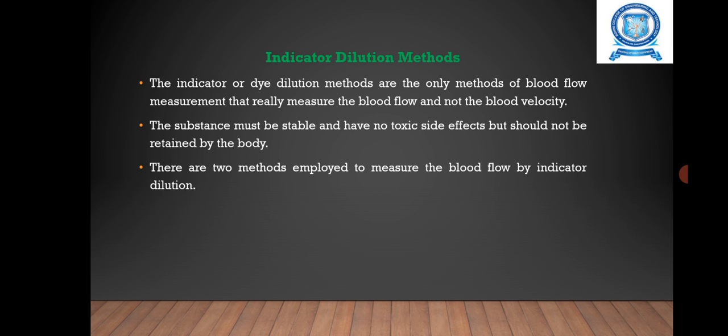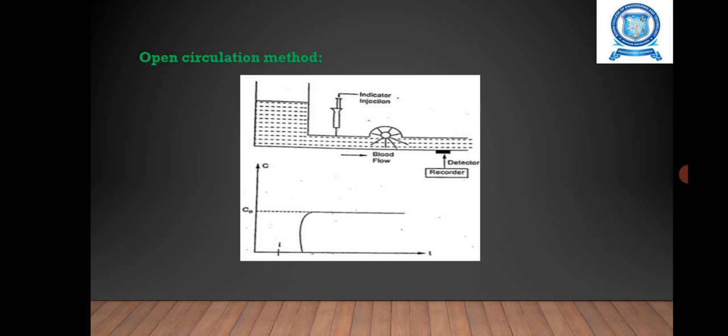Here the substance must be stable and have no toxic side effects, but not be retained by the body. Two methods are employed to measure the blood flow by the indicator dilution method. First method is the open circulation method. In this method, the measurement is made under the assumption that the blood will not be recirculated. The indicator is injected into the blood flow continuously at the beginning, time t, with a constant infusion rate of 1 gram per minute.